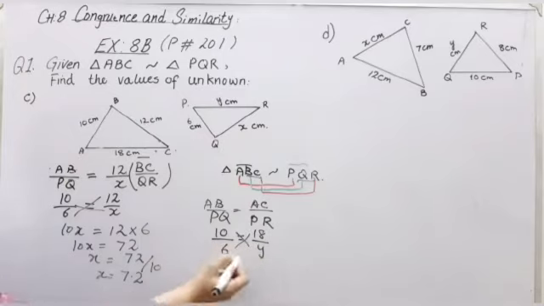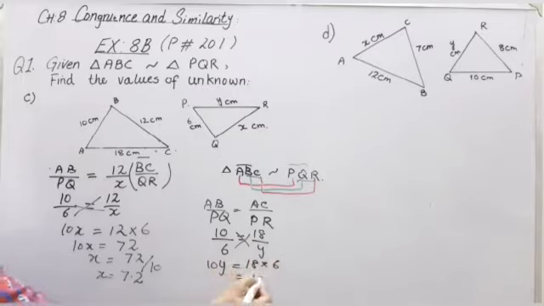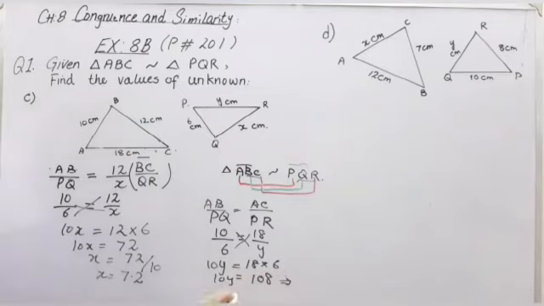Now we cross multiply it. 10Y is equal to 18 into 6. 18 into 6 is 108, so 10Y is 108. Now Y is equal to 10.8.